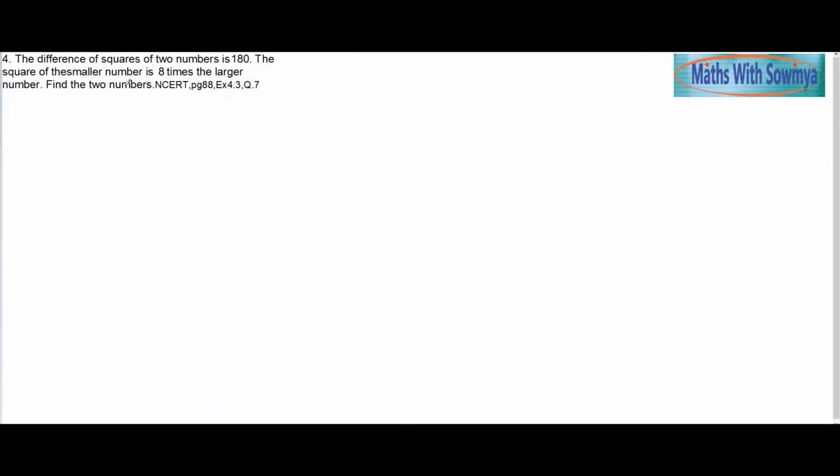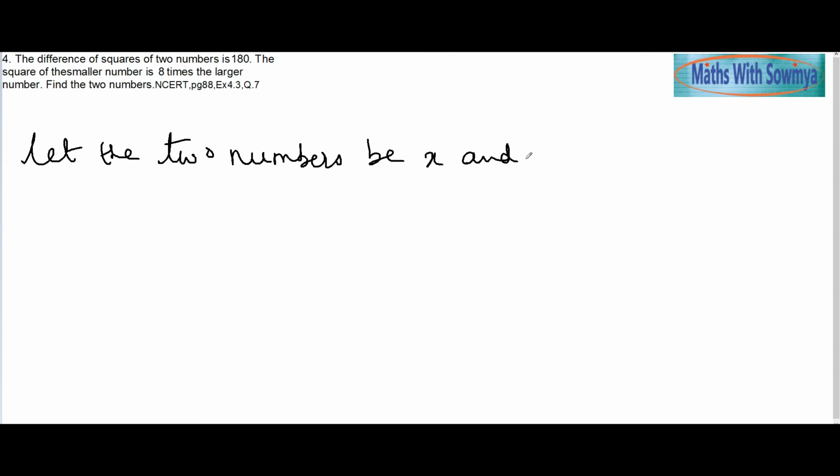In this sum, it is given the difference of the squares of two numbers is 180. So let us take here, let the two numbers be x and y. The difference of the squares of the two numbers is 180. This is providing x is greater than y. So we have taken x to be greater than y here, and also it is given the square of the smaller number is 8 times the larger.